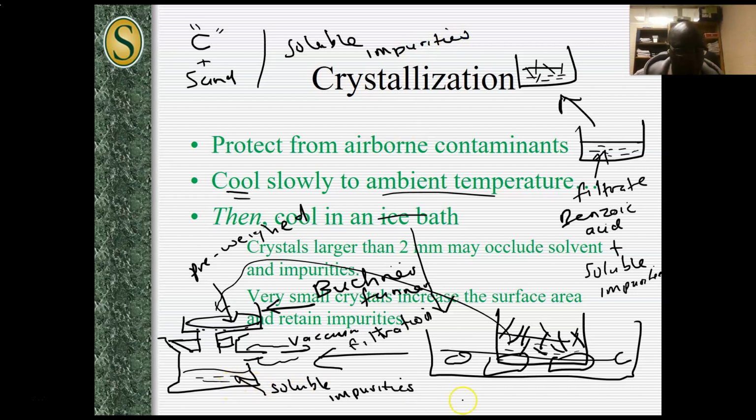Okay, and now you can pour through here your crystallized sample, and the benzoic acid will be trapped here. When it's finished, you're gonna take out this filter paper. Use a spatula, lift up the filter paper with benzoic acid. Remember, you have to pre-weigh the filter paper, and drop it onto a watch glass. Turn this in to me to keep.